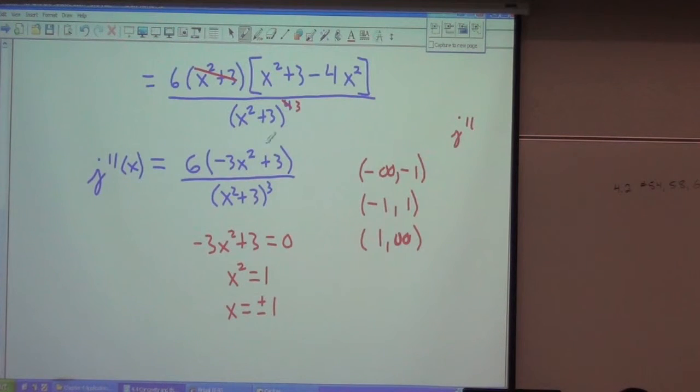Well, if we pick a number less than negative 1, 6 is always positive. The denominator's got an x squared, it's always positive, so we really only have to check this part. A number less than negative 1 could be negative 2. Square it, you get 4, multiply by negative 3, you get negative 12, plus 3 is negative. So it's concave down from negative infinity to negative 1. If we put 0 in there, we're going to get 3, a positive. Something bigger than 1, say 2, we're going to get a negative.